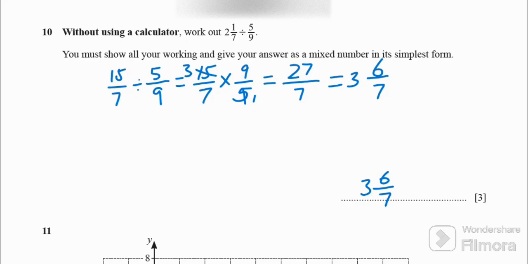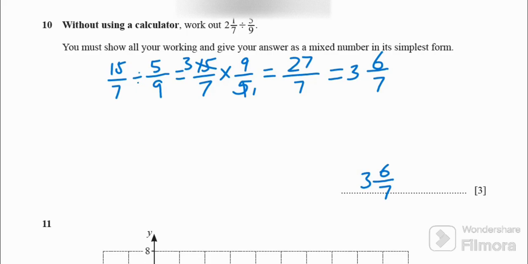Next we have to convert this division into multiplication. So 9 will be on top and 5 will be at the bottom. So this will be 15 over 7 multiplied by 9 over 5. So 5 will be cancelled out with 15, and then we will multiply 3 by 9 and 7 by 1. That will be 27 over 7. Again we will convert this fraction into a mixed number, which will be 3 as a whole and 6 over 7 as a fraction. So 3 and 6 over 7 will be the final answer for question 10.